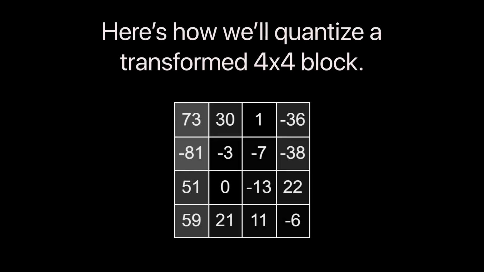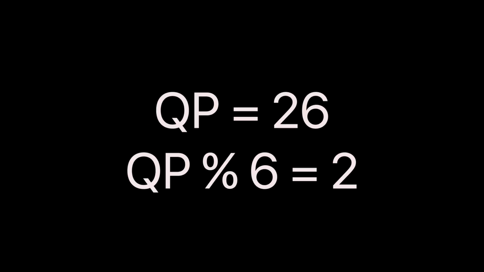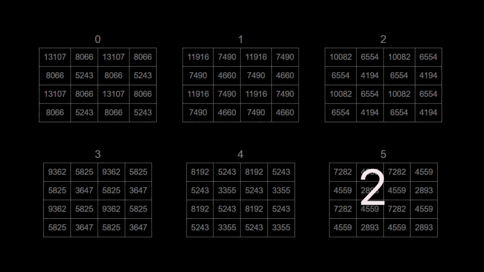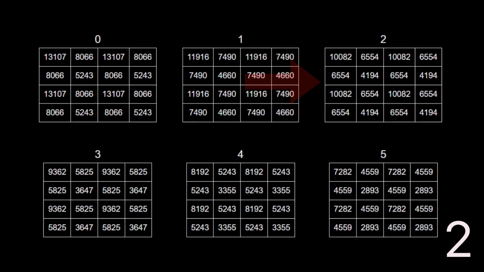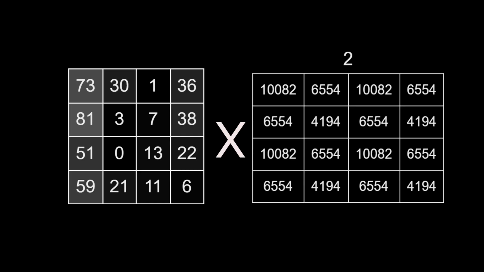Here's how we'll quantize a transformed 4x4 block. First, find the remainder when QP is divided by 6, 2 for our example. Then, from these 6 multiplier tables, find the one which corresponds to the remainder. For each coefficient, start by finding the absolute value and multiplying it by the corresponding number on the multiplier table.